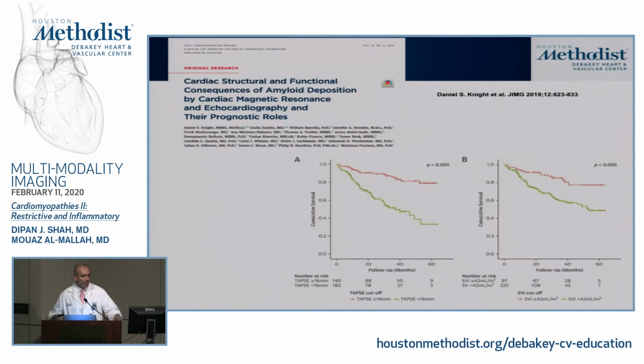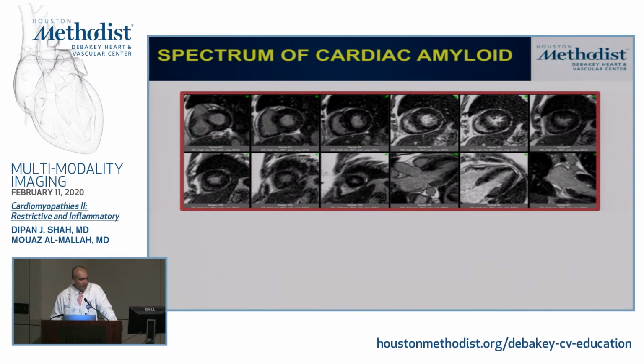It's also important that not only late gadolinium enhancement findings, but other findings can also be useful from a prognostic standpoint. This is some data that came out just last year from a group in England, where they looked at other features such as tricuspid annular plane systolic excursion, or TAPSE, as well as simply looking at the stroke volume index. An LV stroke volume index of less than 42 identified a group of patients with amyloidosis that were at high risk for subsequent cardiovascular events.